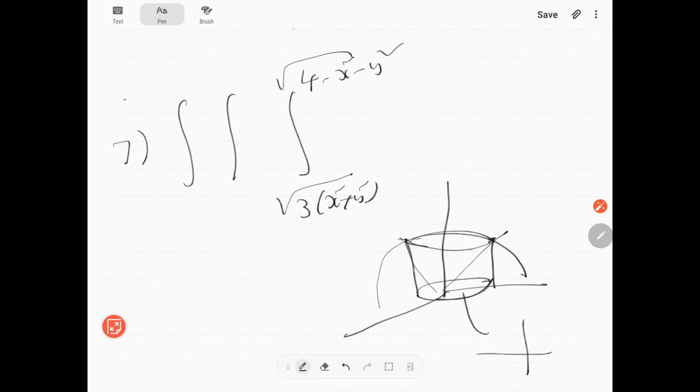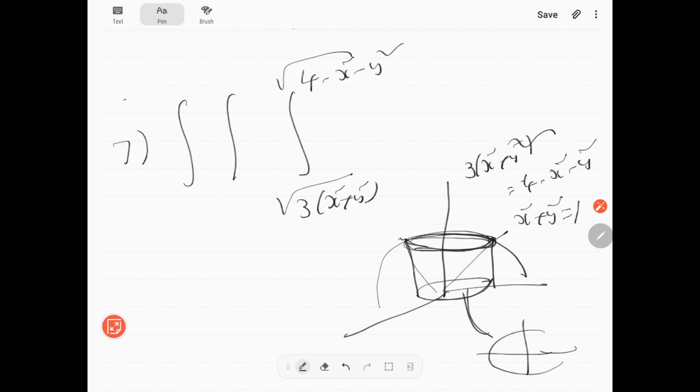At the point of intersection, z square value is 3 times x square plus y square, and from the sphere, z square value is 4 minus x square minus y square. If I bring this x square plus y square also on this side, ultimately I'll get x square plus y square is equal to 1. So this is x square plus y square is equal to 1. The intersection of these two is a circle, that is x square plus y square is equal to 1. Your projected region is this. In this region, your x varies from minus 1 to 1 and y from minus root 1 minus x square to plus root 1 minus x square.